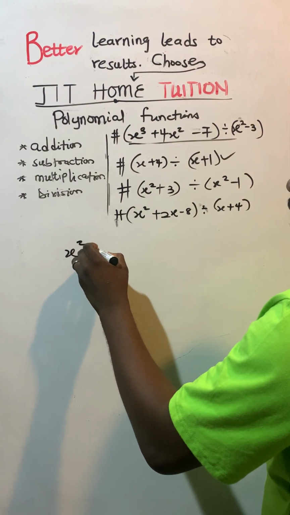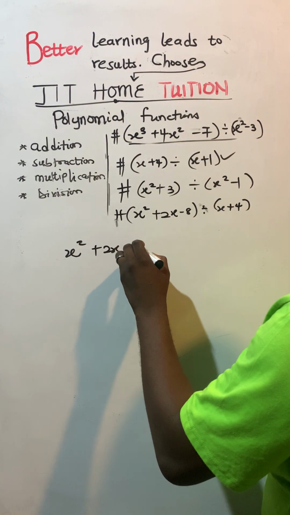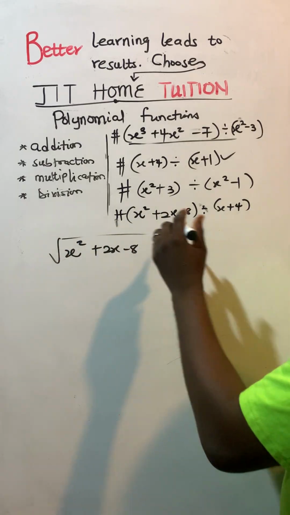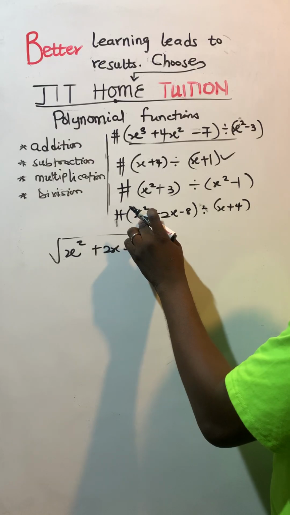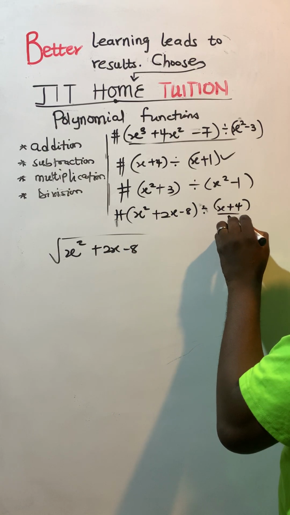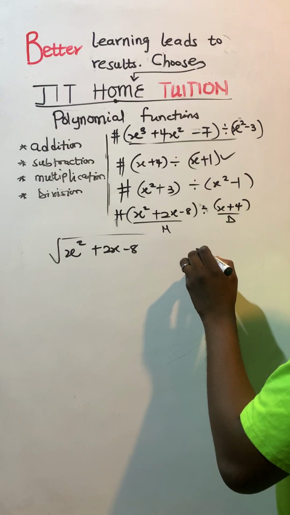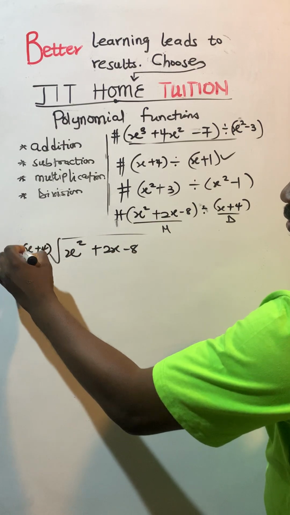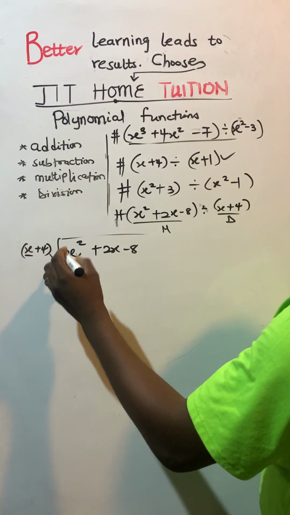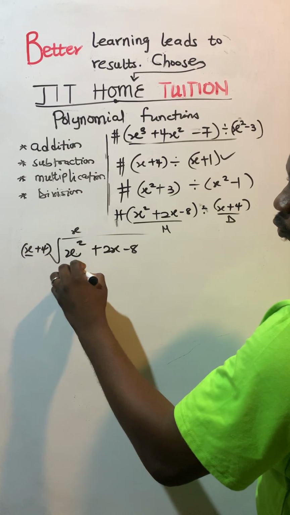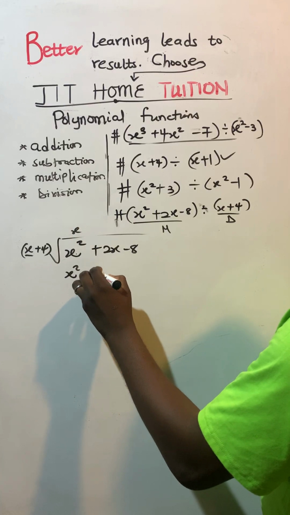Now let's look at this one also. You have x squared plus 2x minus 8. We are to divide. When you look at it, you can see that clearly the power here is bigger than that. So this one is the denominator, this one is the numerator. Here you have x plus 4. Let's divide. x times this is x squared, x times this is plus 4x.